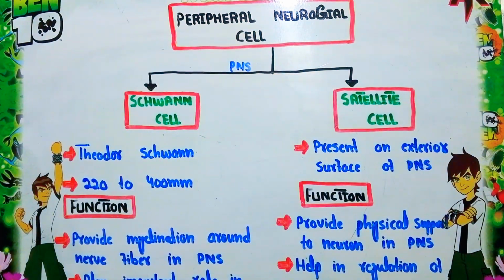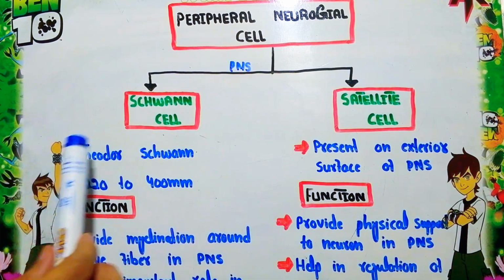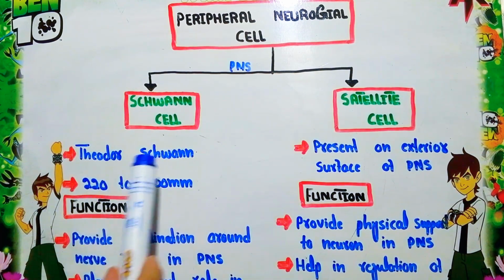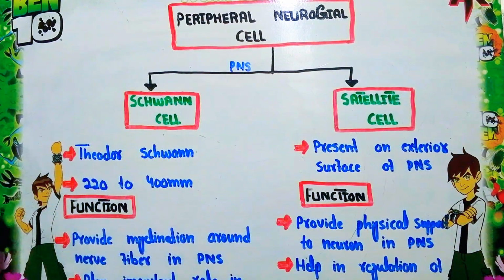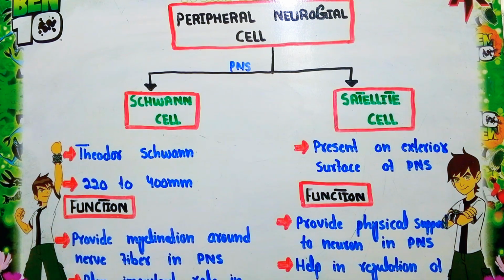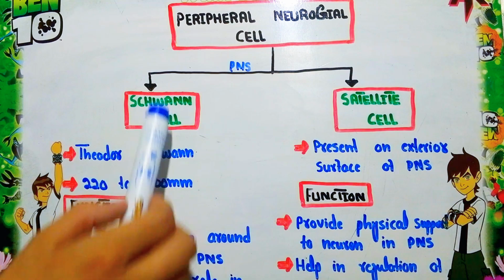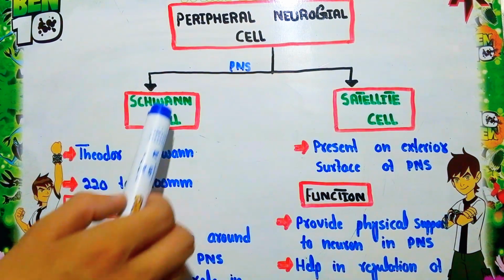Now what is the Schwann cell? Why is it called a Schwann cell? Because Theodor Schwann, a zoologist, discovered these cells for the first time, so that's why it is called a Schwann cell. Theodor Schwann is also famous for cell theory. The second point about the Schwann cell is that it is about 220 to 400 micrometers in length.